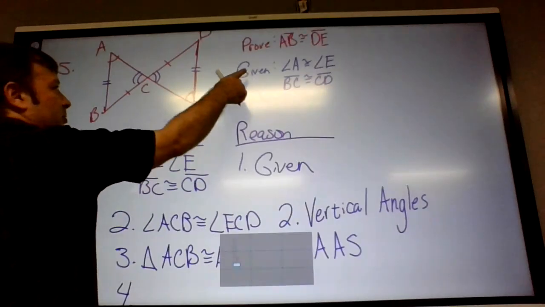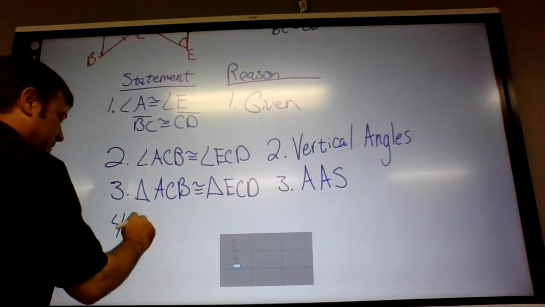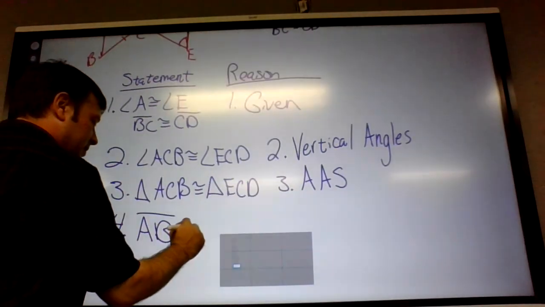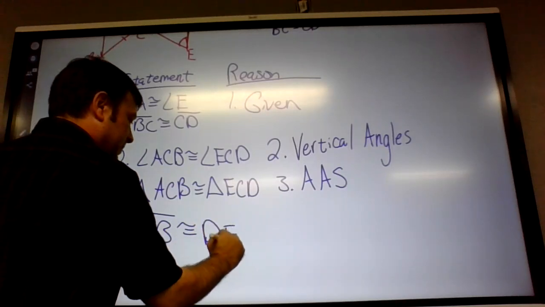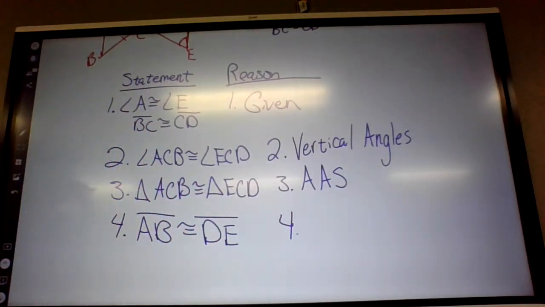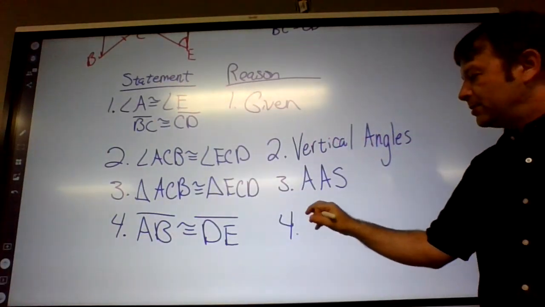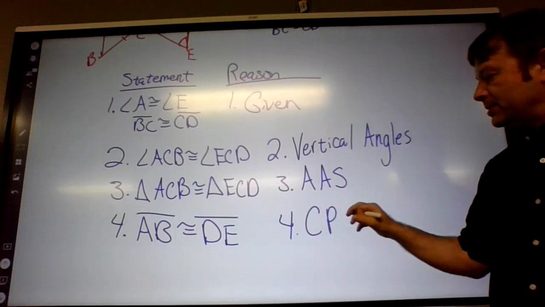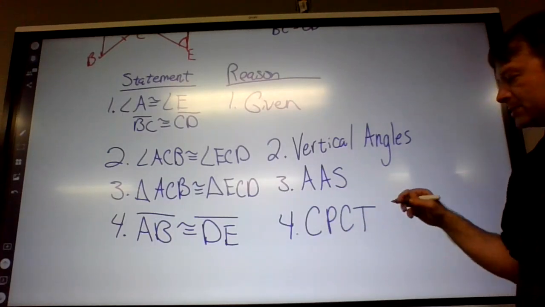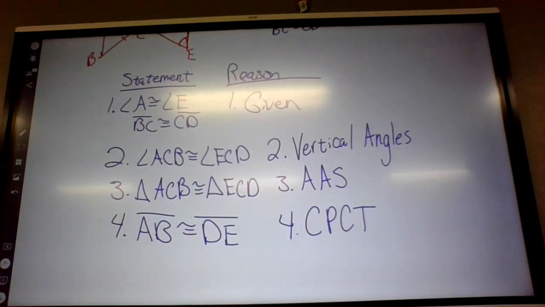Okay, so we're saying what we're trying to prove. AB is congruent to DE, segment AB, segment DE. What is the reason? Because they're matching parts on congruent triangles, or they're corresponding parts on congruent triangles. That wasn't so bad, right?